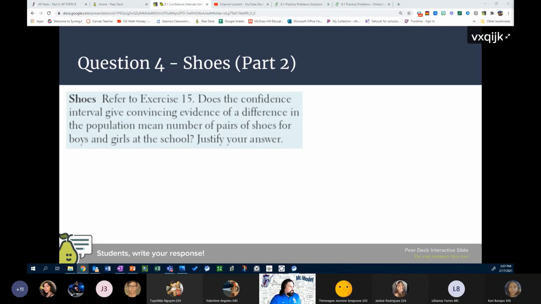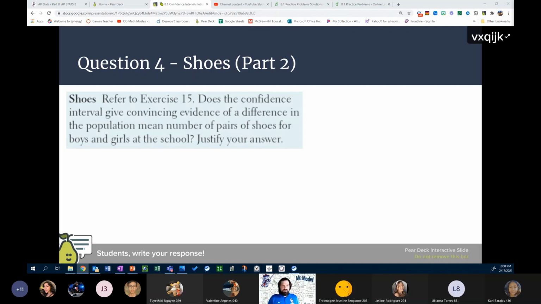Okay. Let's talk about this one. So a lot of you are saying yes, that we do have convincing evidence of a difference in the population mean number of pairs of shoes. All right. But a lot of you are missing the reasoning. So before I show the answer, I want to talk about the context here.